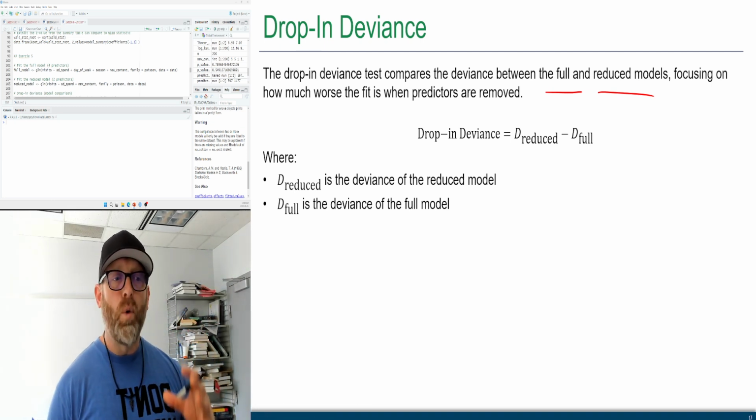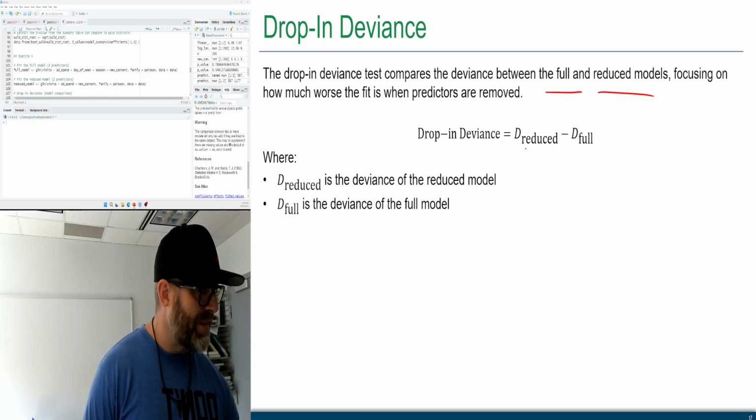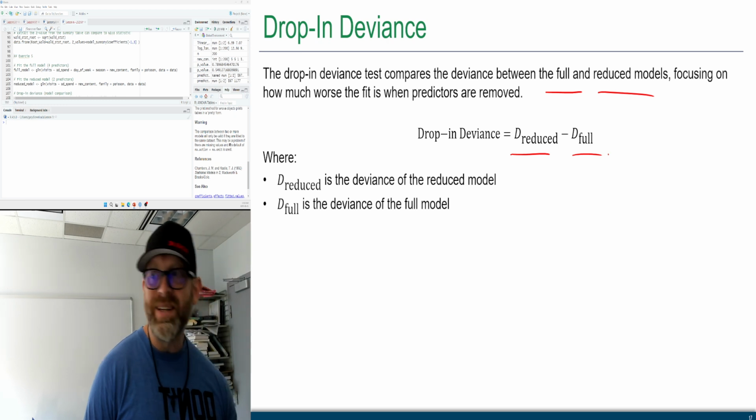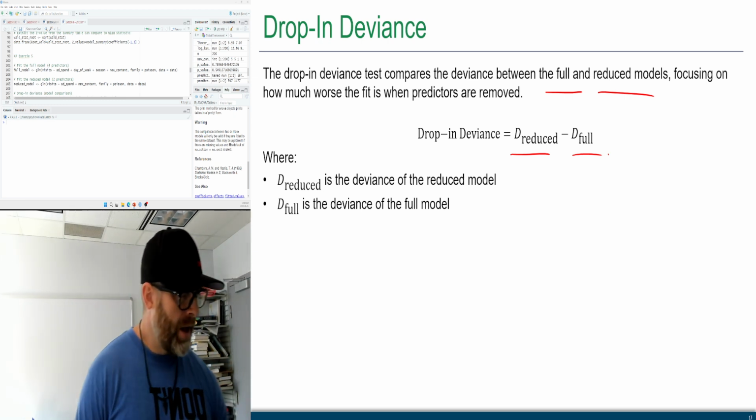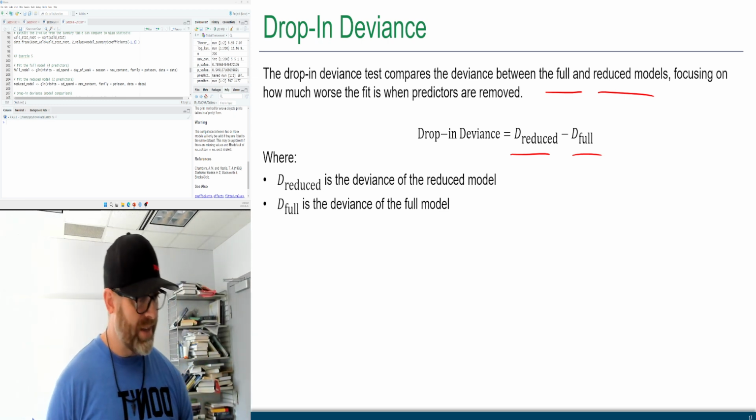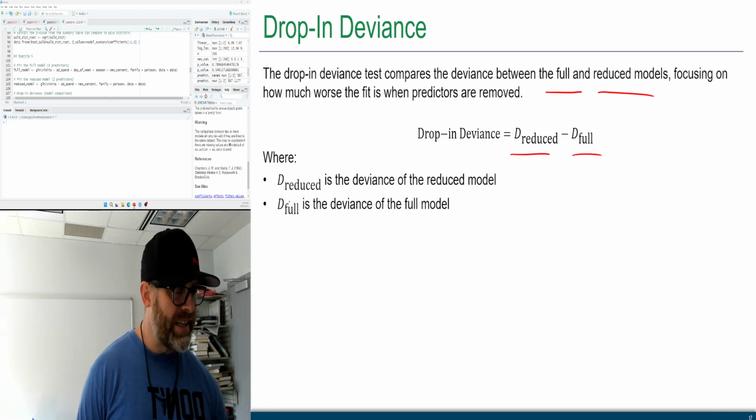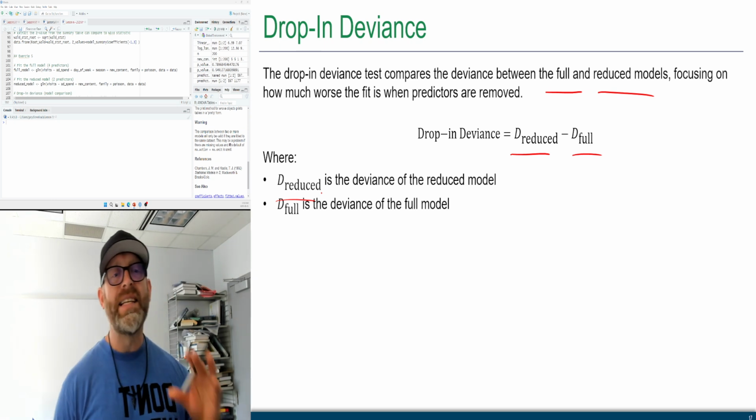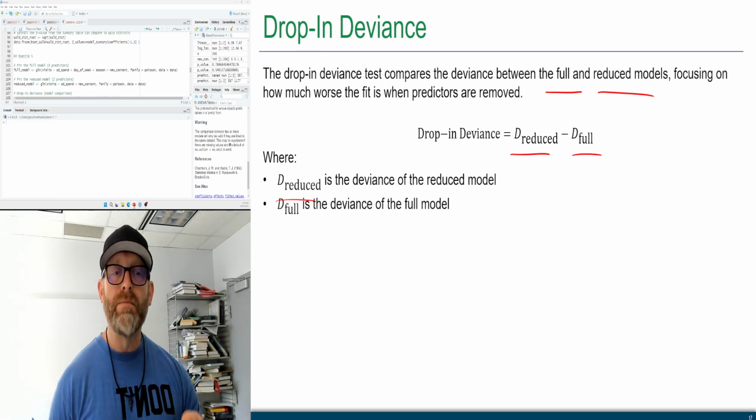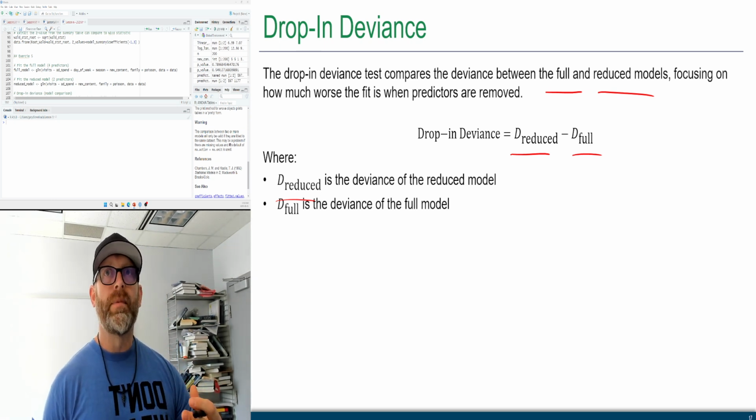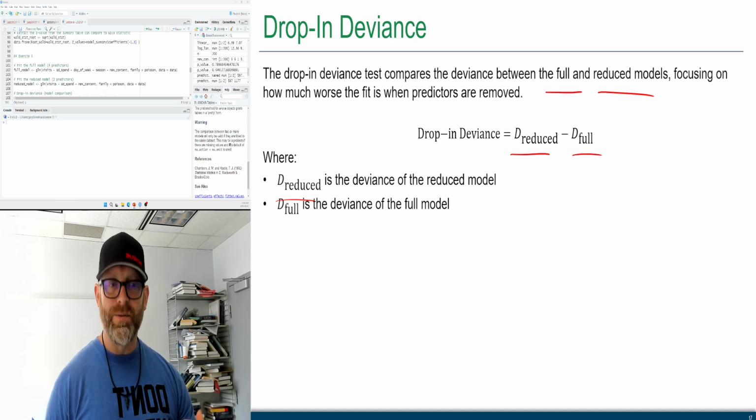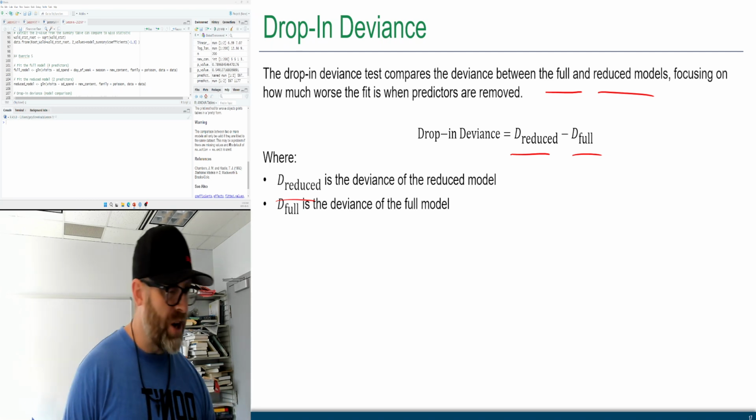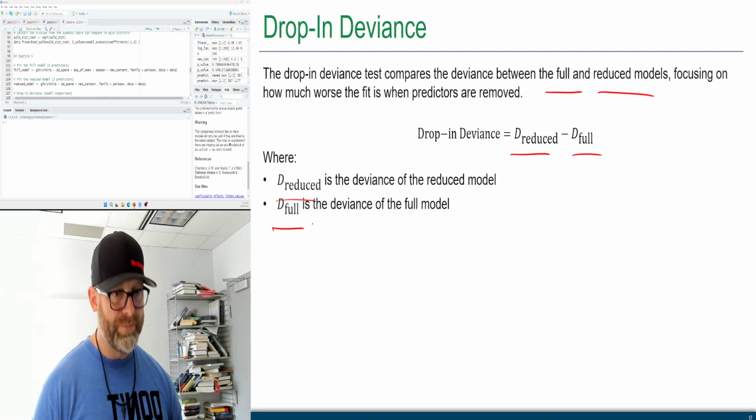We find out, well, what is the deviance between the two? So we look at the deviance of the reduced, the deviance of the full. We take the difference of the two, and this is what is our drop in deviance. As I said, D reduced is the deviance of the nested model, so the one with the lower number of predictor variables, but all of those predictor variables are inside the full model. All right.